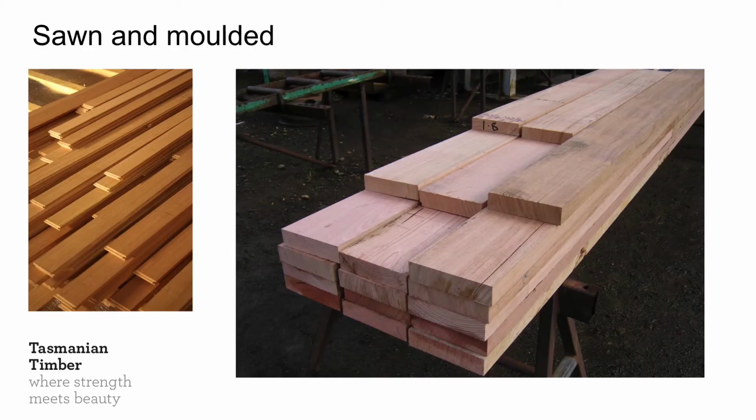This is all sawn material, graded, ready to then be translated into something else, and the other is a moulded product where you've put it through, you've dressed it each side, and you've put tongue and grooves in it, in this case for flooring, and that's readily available for you.